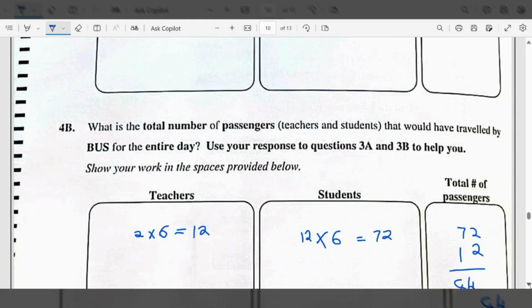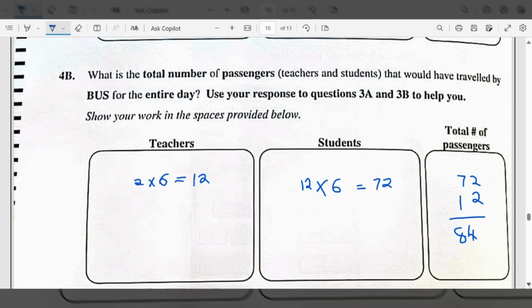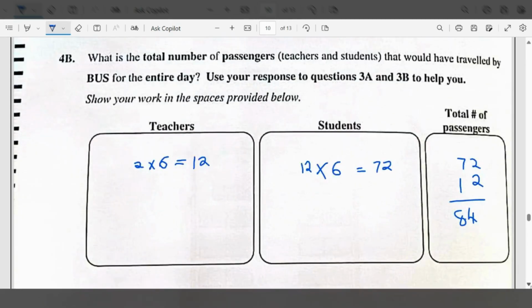For the bus, for a full load for the bus, there's 2 teachers and there were six full loads, so 2 times 6 equals 12. And for students, there are 12 students per each full load of trip for the bus. And therefore, if you have six full loads, then that's 12 times 6, which is 72, and 72 plus 12 is 84. So that's 84 total passengers.